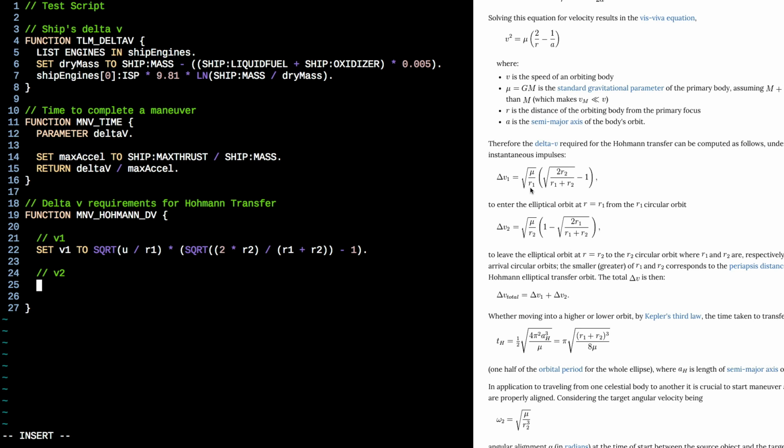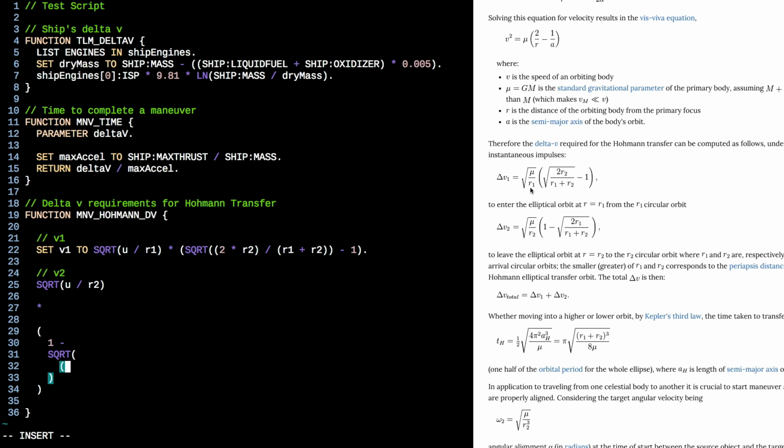So let's look at v2. Okay, so this one is very similar. See, u divided by r2 instead of r1, and then square root of, oops, nope, not square root yet. Let's actually put these parentheses in first, right? Say 1 minus, and now square root of something.